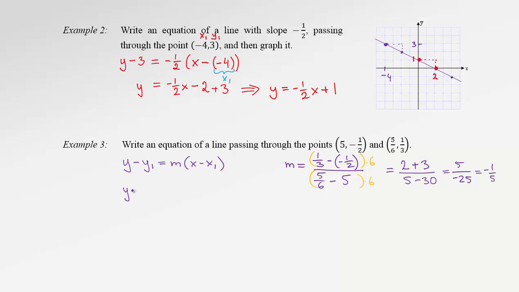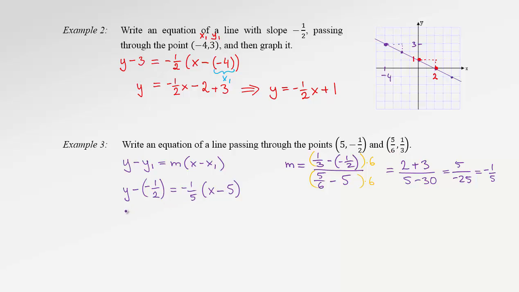Let's use it. y minus, and now we need to pick which point we are going to take. Well, let's take the point that has fewer fractions, so I would take the first one. The y coordinate of this point is negative 1/2. Again, watch the double negative here. Equals, take the slope, which is negative 1/5, and in a bracket x minus the x coordinate of our point, 5. It doesn't matter which point you choose. You can choose this one or you can choose that one. When you simplify this equation, the result will be exactly the same. You may want to check it on your own for the second point.